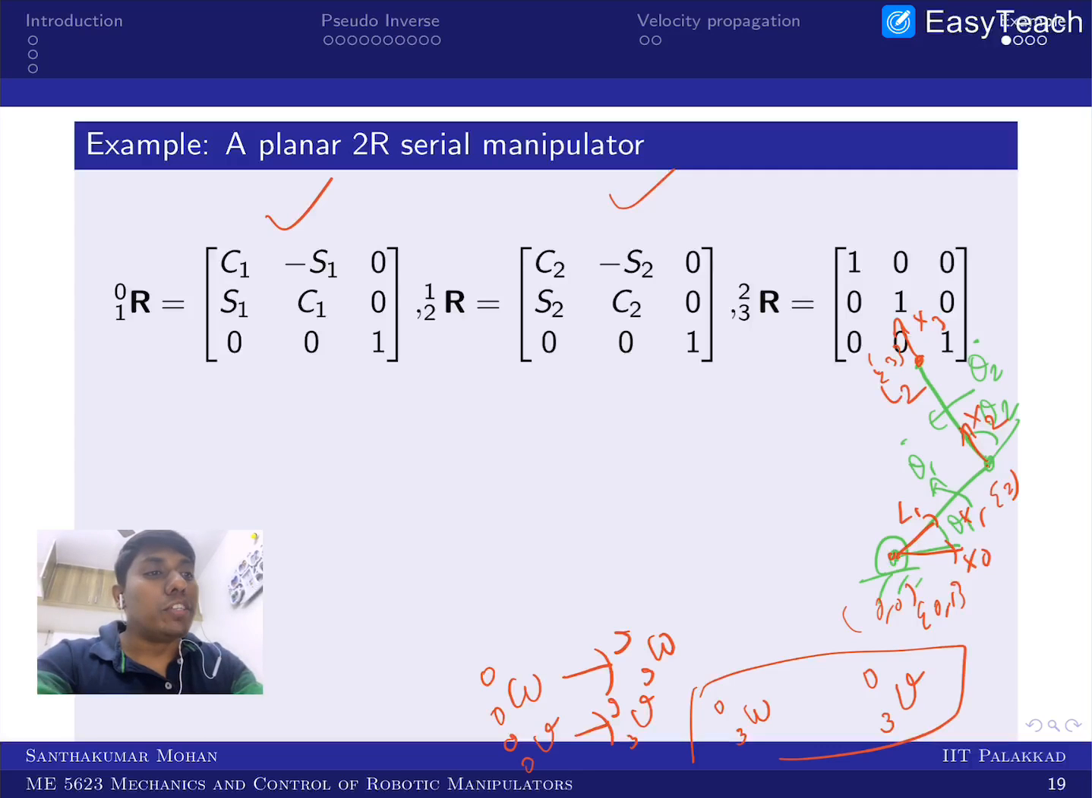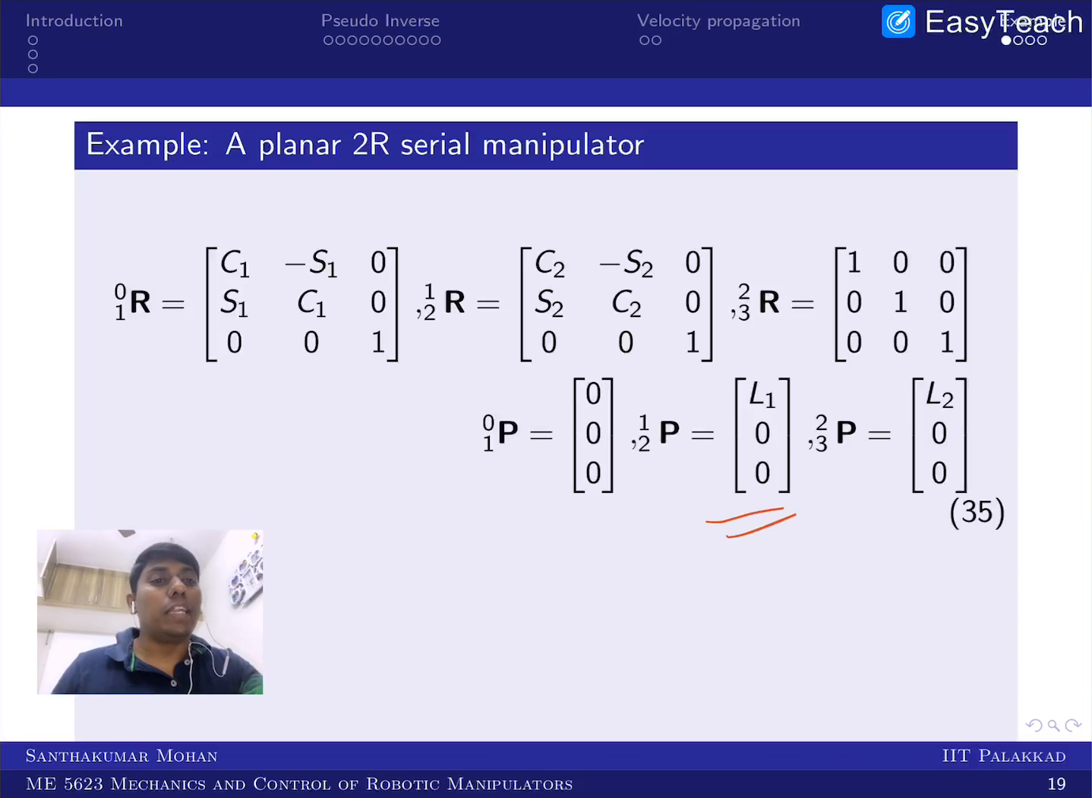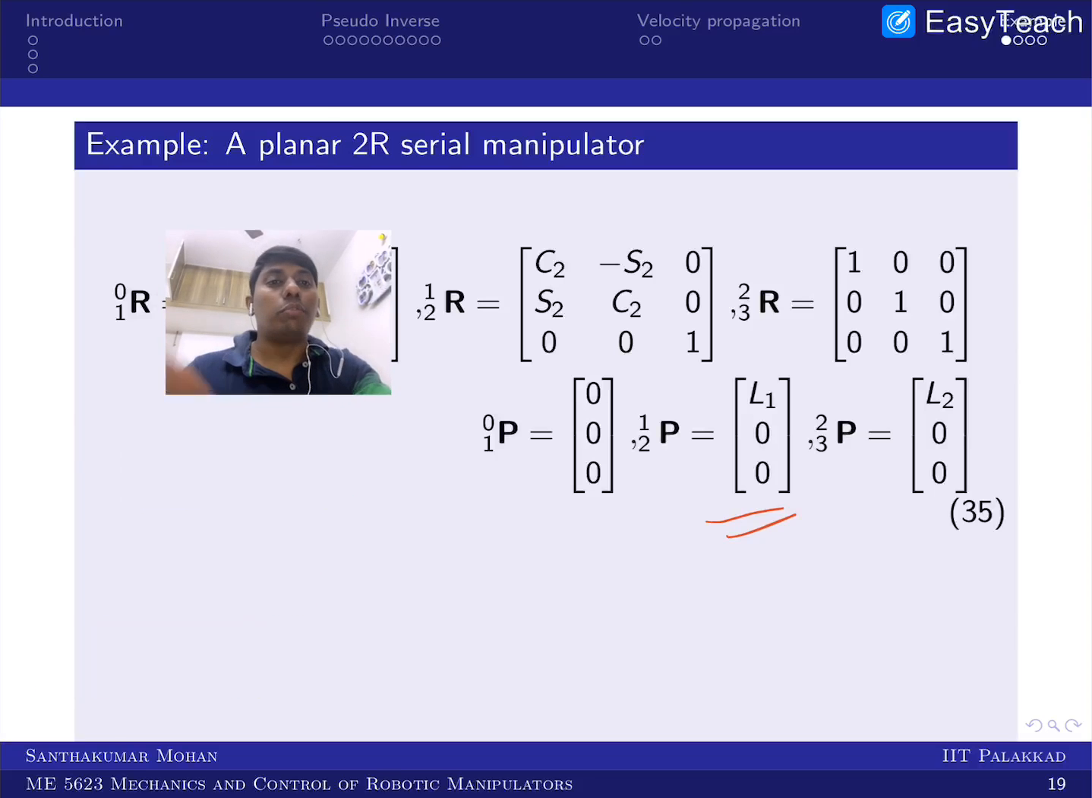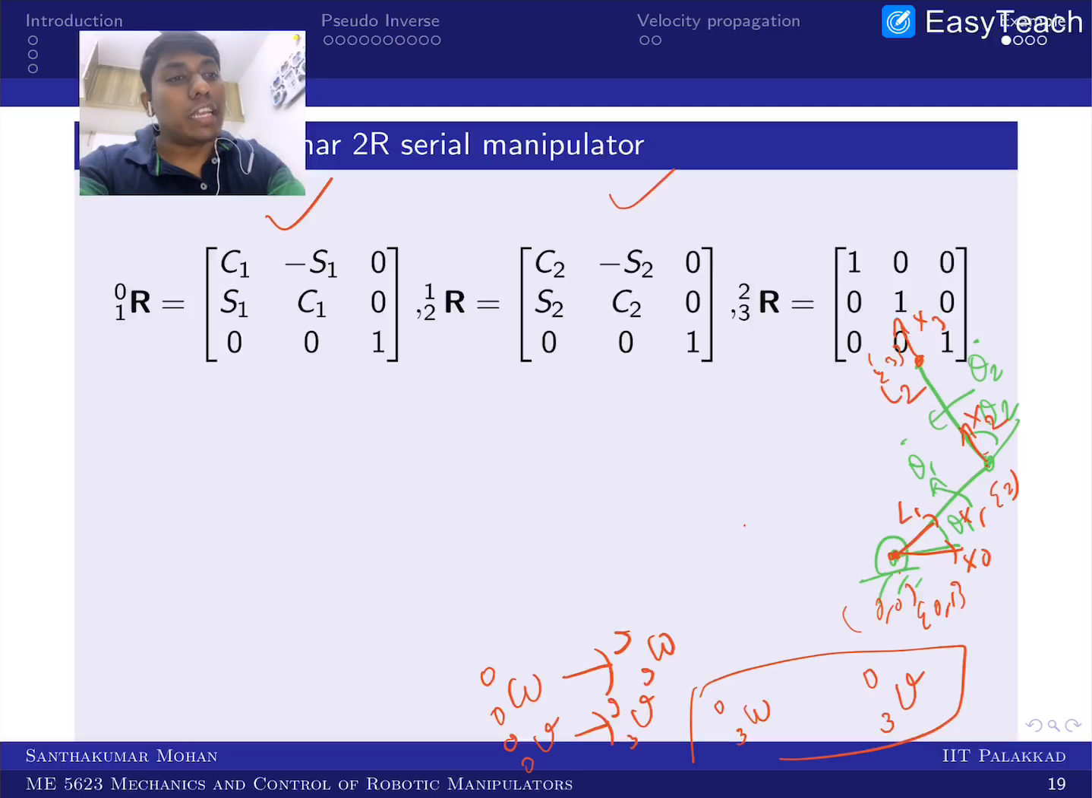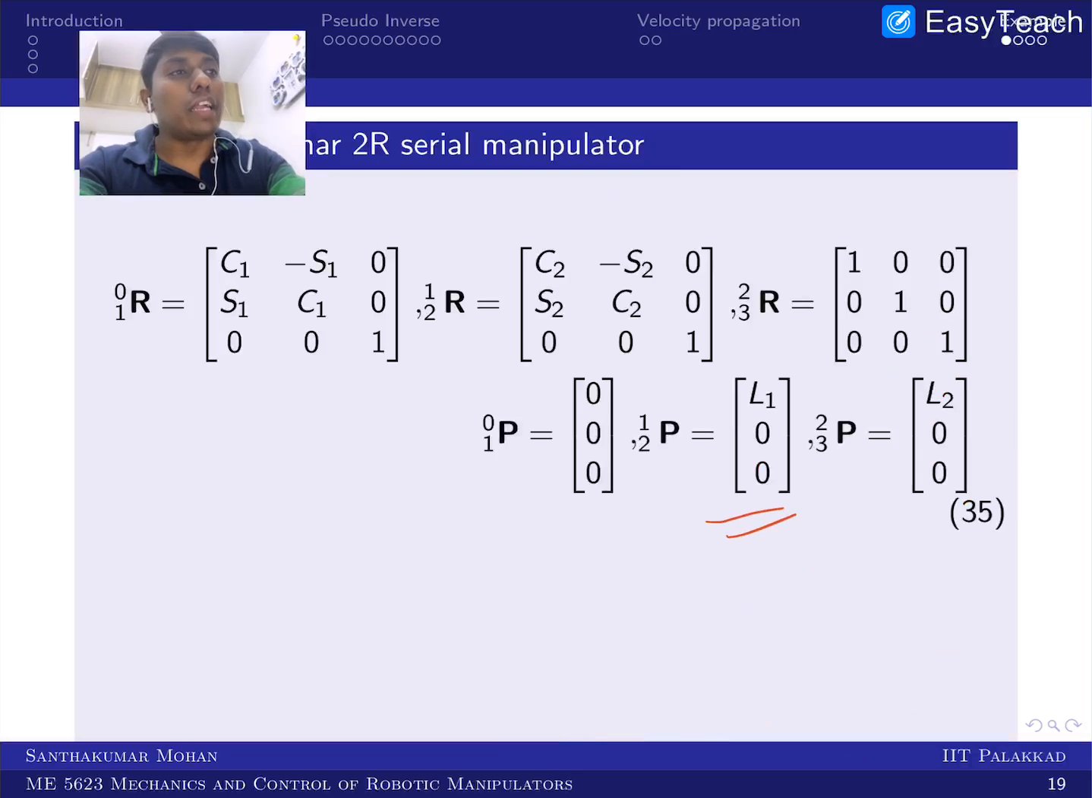Okay, and for the position vector, you can see 0 to 1 is 0, 0, 0, and 1 to 2 is along x. So in the sense L1, 0, 0, and you can see the position vector of 3 with respect to 2 is L2, 0, 0, right? So this is what we have obtained, and we are trying to see what would be the stationary point. The stationary point is the ground, frame 0. In this case omega 0, 0 is nothing but 0, 0, 0, and the linear velocity is also 0, 0, 0. Okay, so that's what we are getting here.